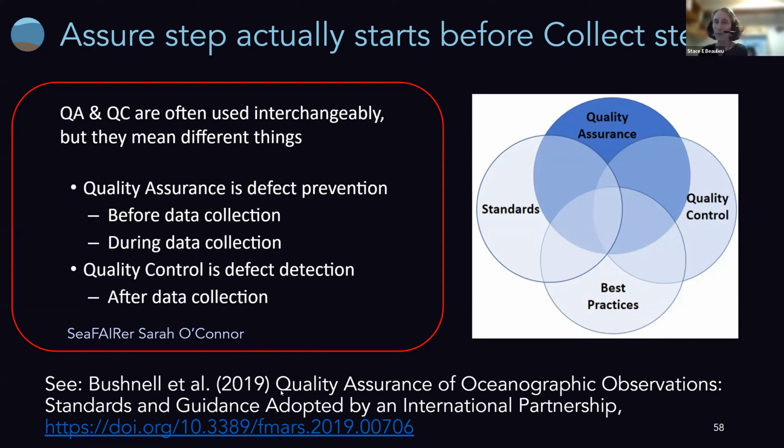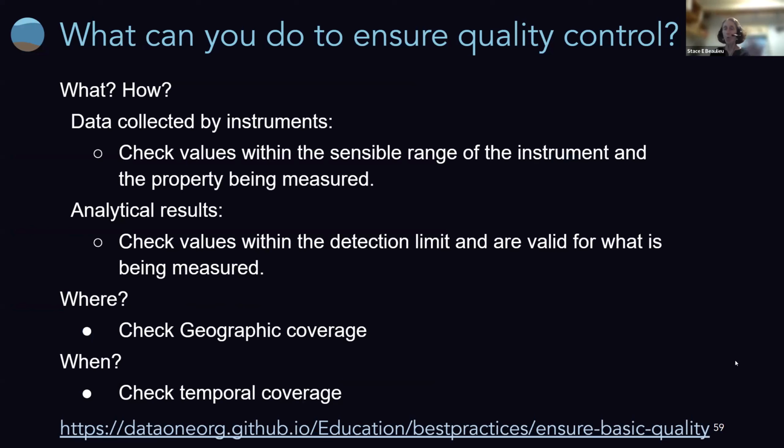Also, our infographic points to this really wonderful paper, Bushnell et al., 2019, which really talks you through all the different things that you can do for quality assurance before and during data collection. What can you do for quality control? So after you already have your data in hand, I've organized this by the metadata: what and how, where and when.